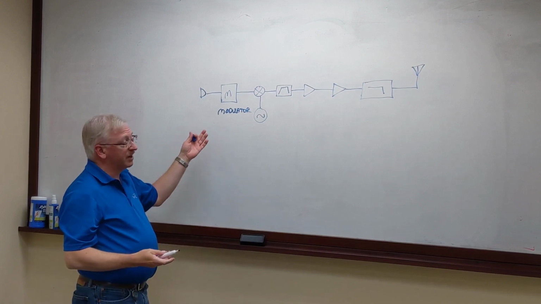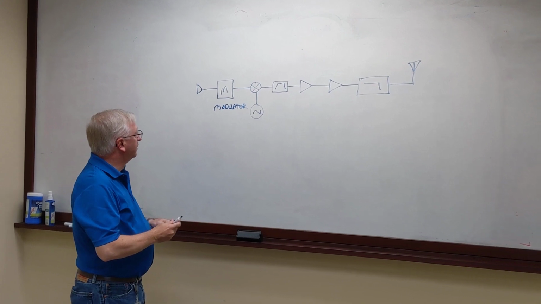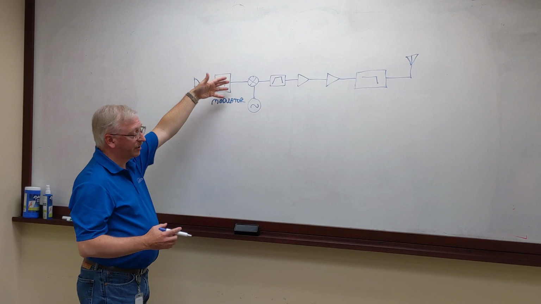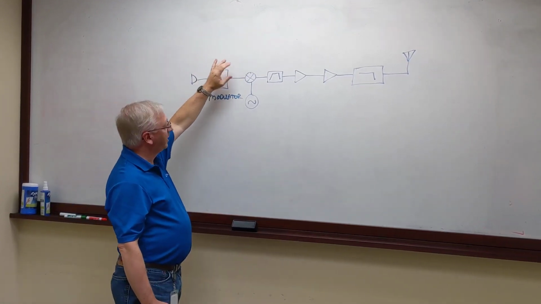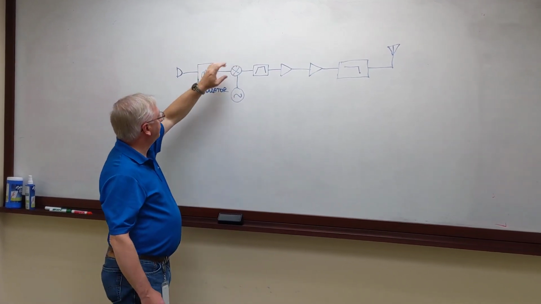modulator, which could be either an AM modulator or an FM modulator. In this example, that puts out an RF signal or an audio signal, depending on the type. If it's AM, it'll be audio. If it's FM, it'll be RF. And then that gets mixed up.